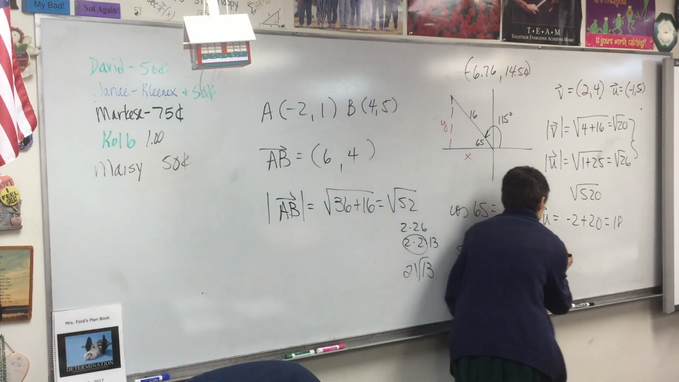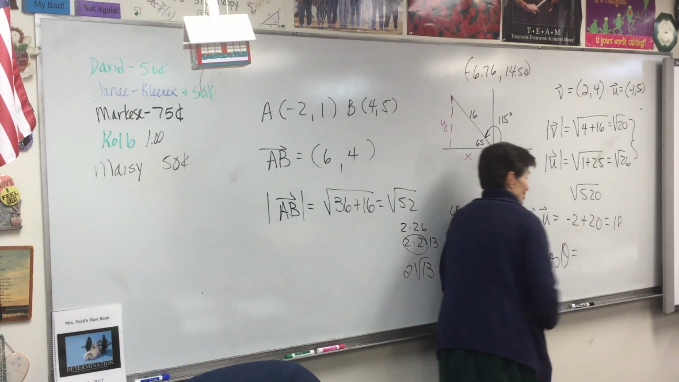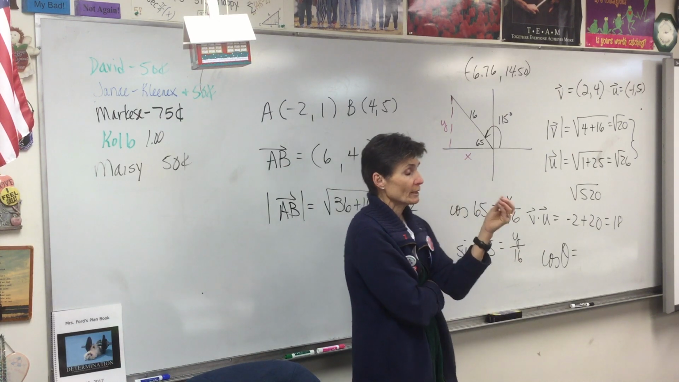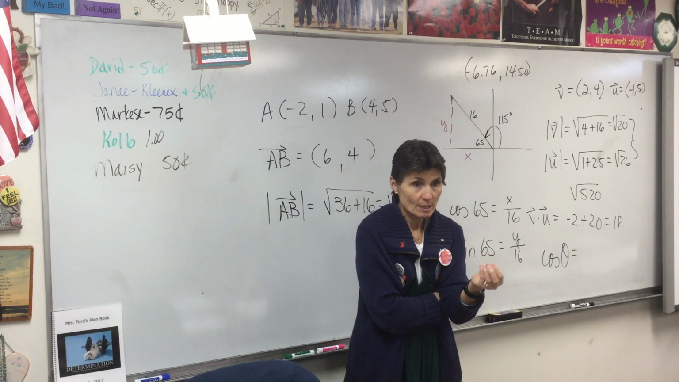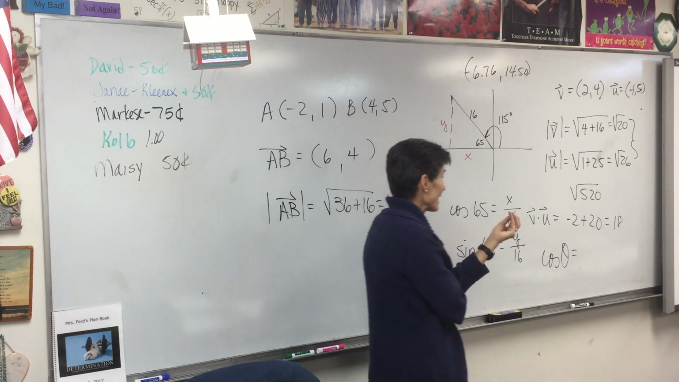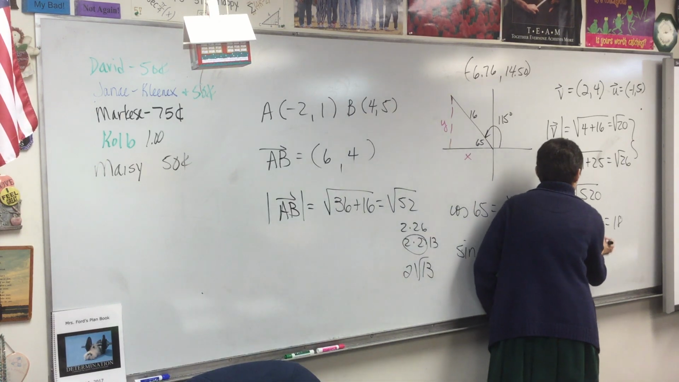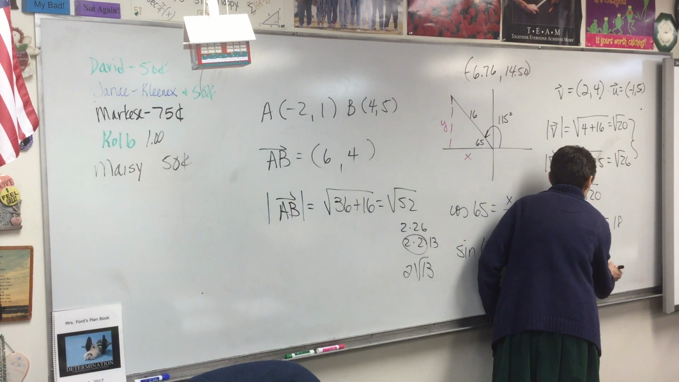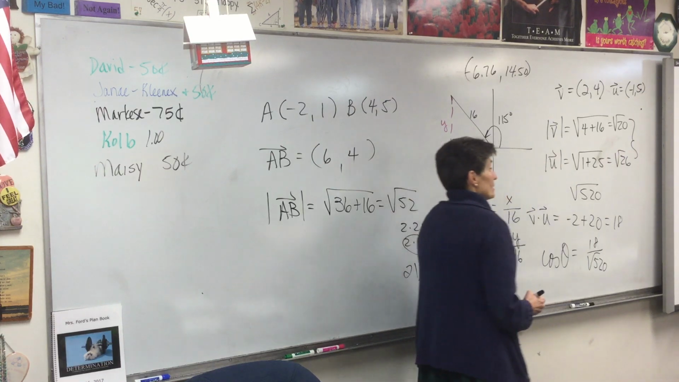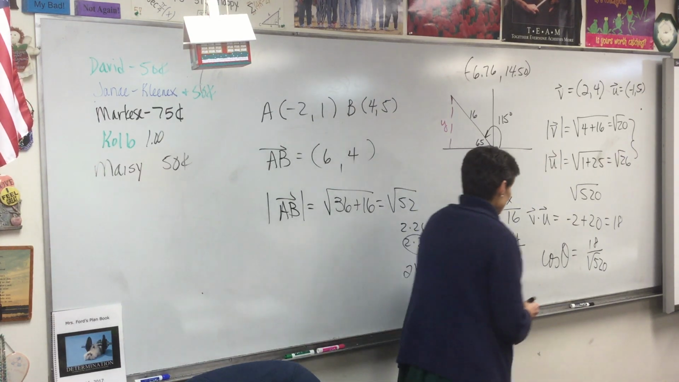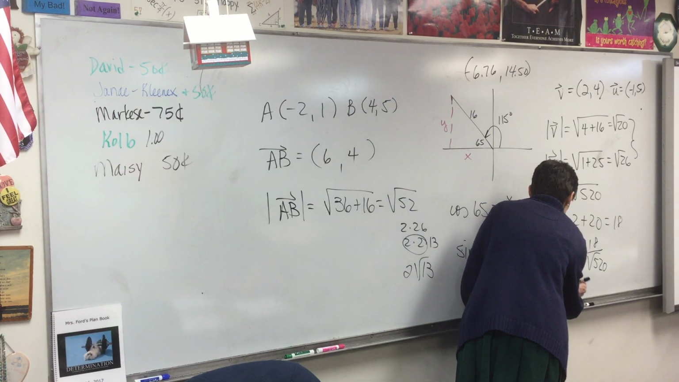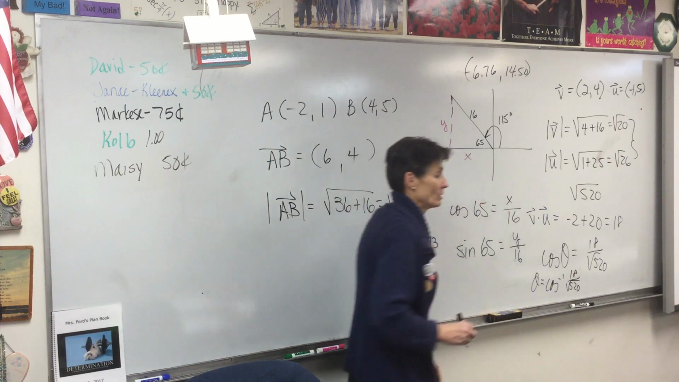And then the cosine of your answer, remember you're looking for an angle. The cosine of that angle is 18 over the square root of 520. So then I take the inverse cosine of 18 over root 520, and that is what theta equals.